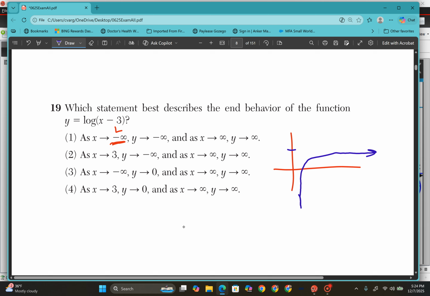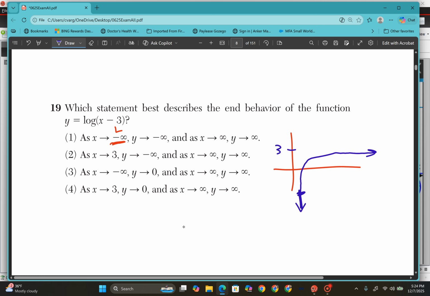And this is where 3 is. So this is what the real graph is saying. Our calculator is actually lying to us when it says it stops there. That's not true. It keeps going. So this one says, as x goes towards negative infinity or to the left, y approaches negative infinity. So that is true. As we go to the left, y does go down.